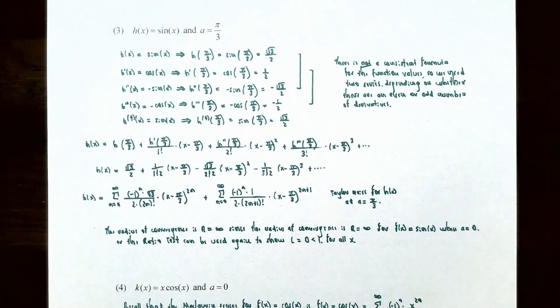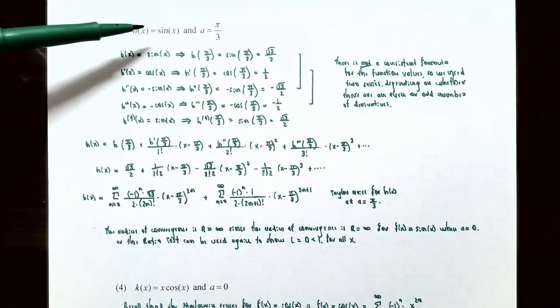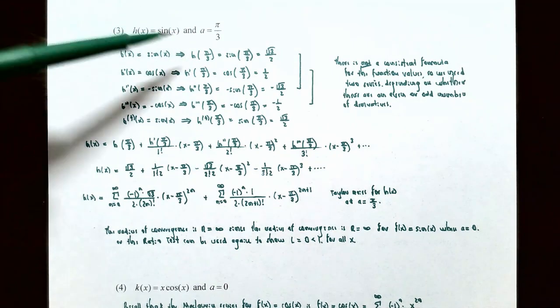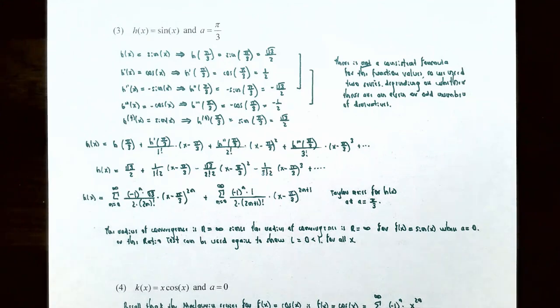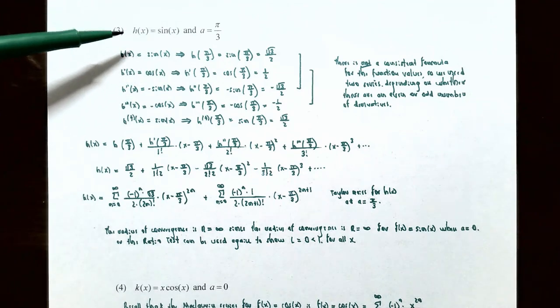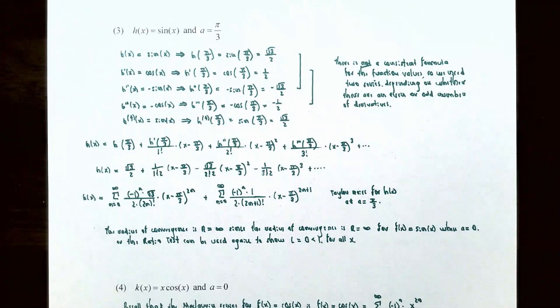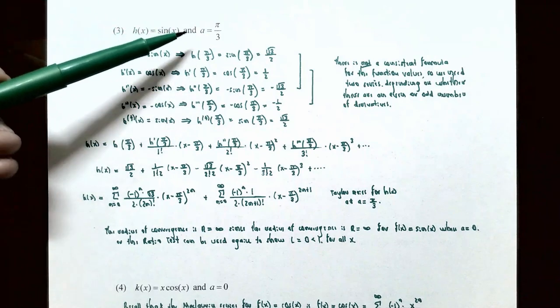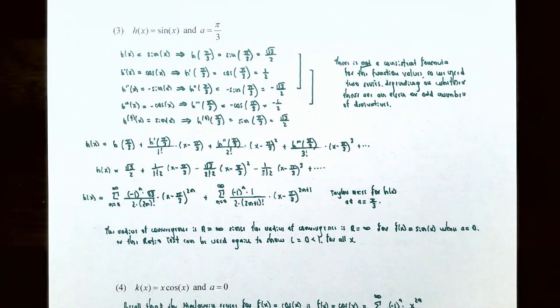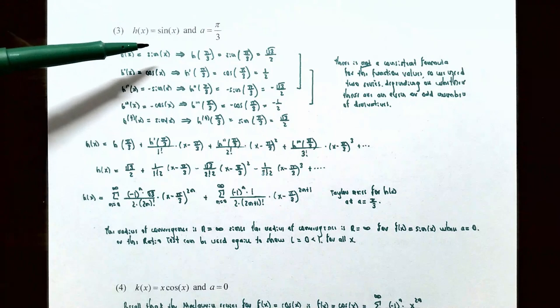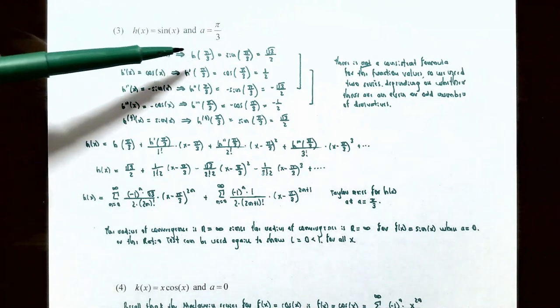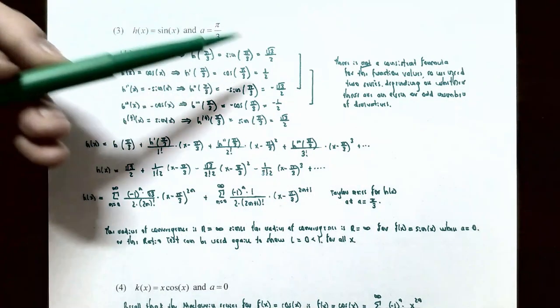Number 3, the function h of x is equal to sine of x, but this time it's actually centered at a equals pi divided by 3. So we can't use the Maclaurin series for the function h of x, which is equal to sine of x, because we're not centered at a equals 0, we're centered at a equals pi over 3. So this means we need to actually calculate what are the coefficients using the derivatives of the function h of x. So h of x is sine of x, that would be evaluated at pi over 3, so h of pi over 3 will be sine of pi over 3, that's square root 3 divided by 2.